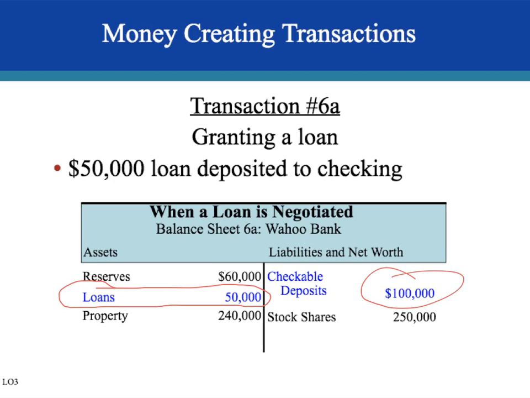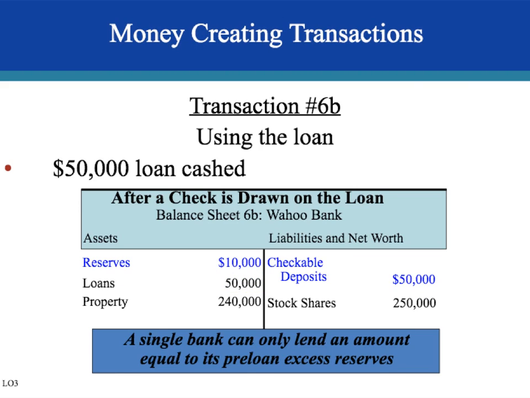So the company went to the bank and walked out with money. And then the company would not only eventually pay the loan back, but it would also pay it back with interest. Okay, so once the company actually cashes the check, checkable deposits fall by 50,000, and then reserves fall back to 10,000. But we can still see the loan category here of 50,000.